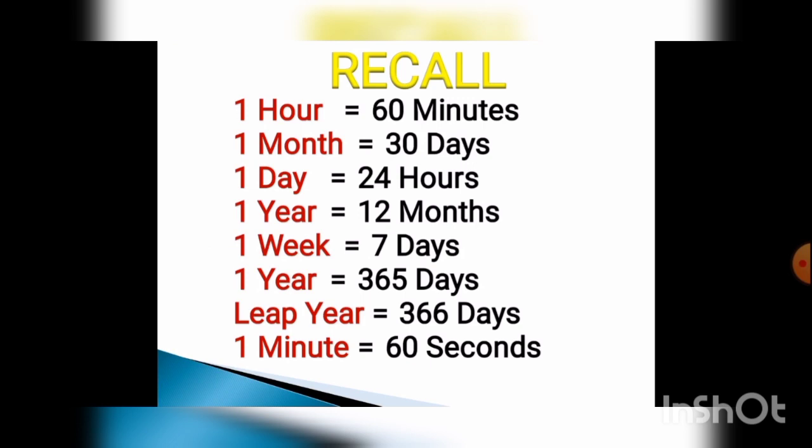Let's recall, we have already learned the relationships: 1 hour is equal to 60 minutes, 1 month is equal to 30 days, 1 day is equal to 24 hours, 1 year is equal to 12 months, 1 week is equal to 7 days, 1 year is equal to 365 days, leap year 366 days, and 1 minute is equal to 60 seconds.